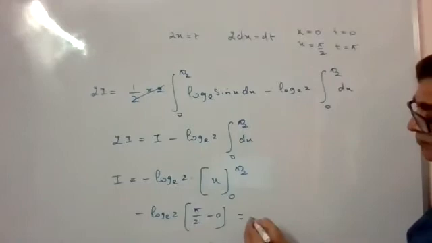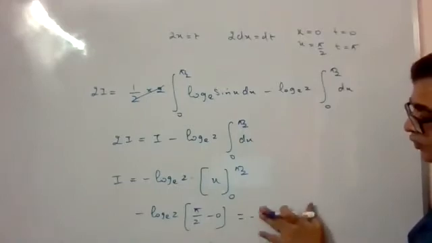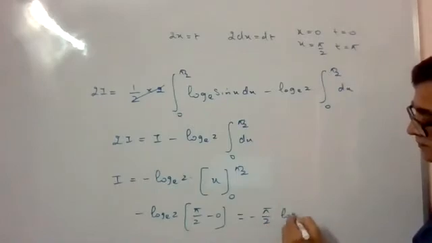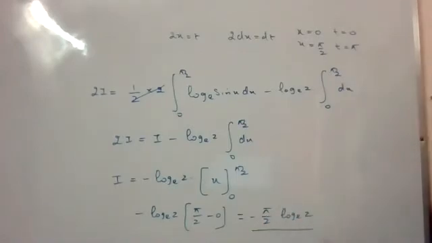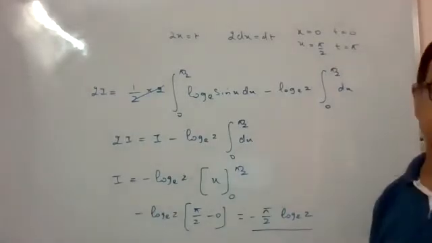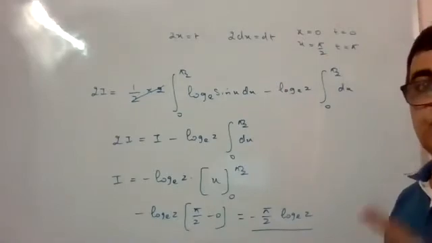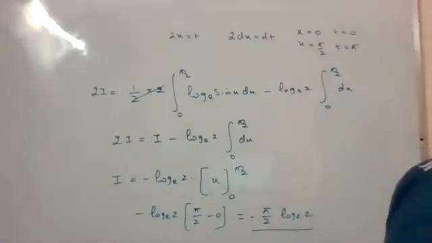What will my answer be? Minus pi by 2 log 2. This is the answer we have. We want this only. Answer is minus pi by 2 log 2. So it's a good question. You should remember how to do this. Next question, write down, please.